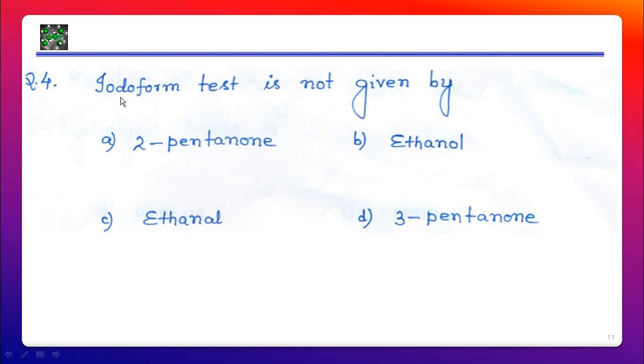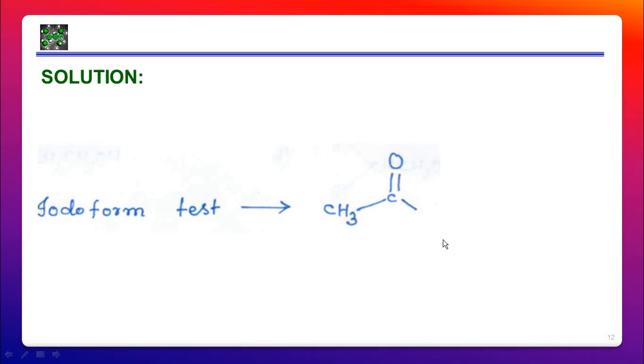Another question: Iodoform test is not given by... 4 options are given. Let's take the first 2 options. First, let's talk about the iodoform test. It will be given by those compounds in which you have a methyl keto group, or you have this group. Why? Because this group upon oxidation will produce a methyl keto group.